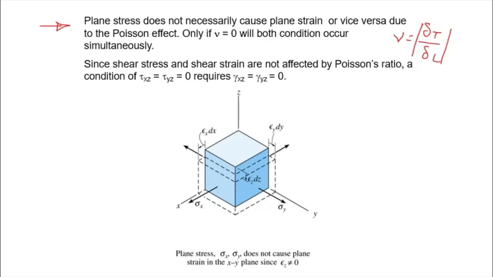For shear stress and shear strain, they are not affected by Poisson's ratio. Therefore, the condition tau xz equals tau yz equals 0 will require gamma xz equals gamma yz equals 0. Right? So for shear, the relationship between stress and strain is tau over gamma equals G. Okay?